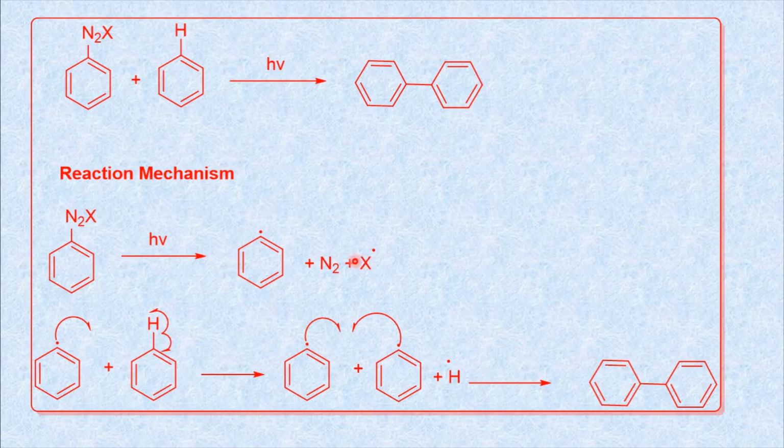Then the next step is this aryl radical reacts with this aromatic solvent, benzene. The homolytic cleavage of this C-H bond takes place. It generates H radical and phenyl radical. Then the reaction between these two phenyl radicals takes place, and the dimerization of these two radicals takes place. You will get this final product. So this is the simple reaction and its mechanism. Now let's move towards the next slide.